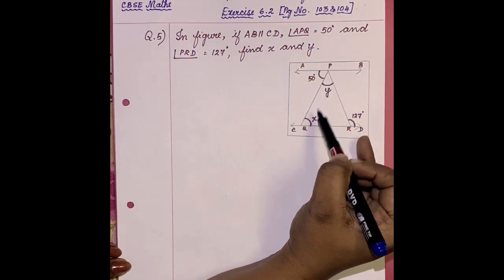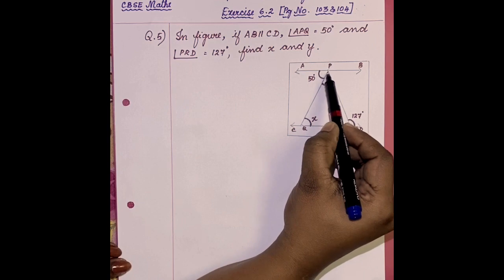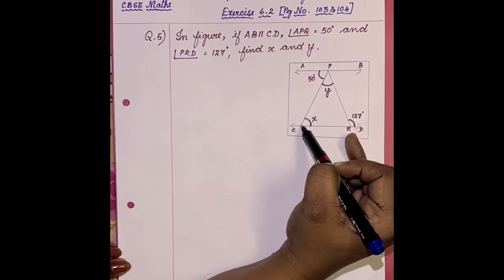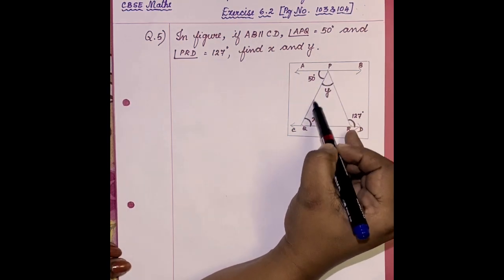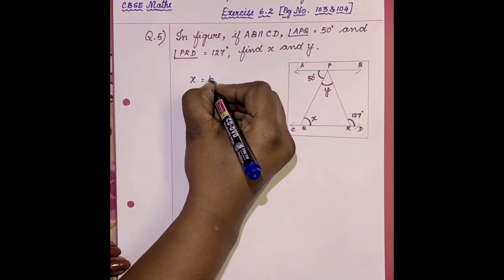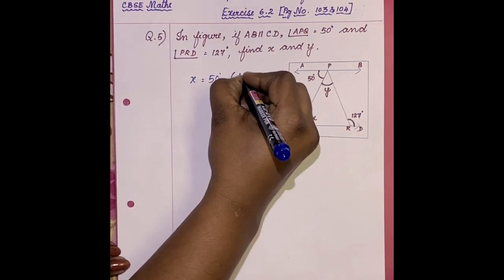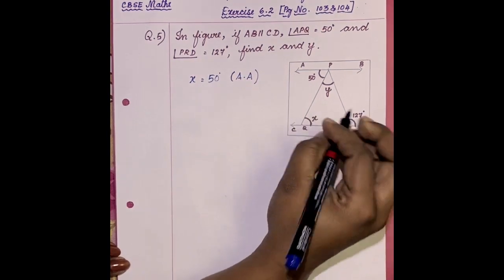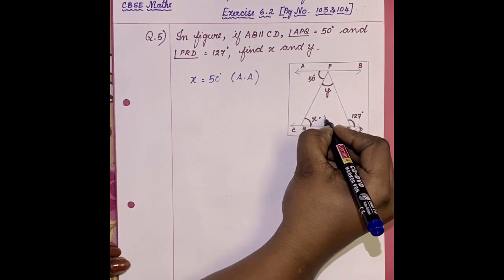Looking at x, what can you say about x? This PQ is a transversal, then this is a Z angle. So directly x is equal to 50 degrees because they are alternate angles. That's all. You've got the value of x, 50 degrees.